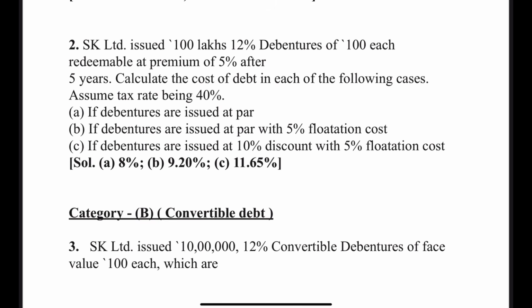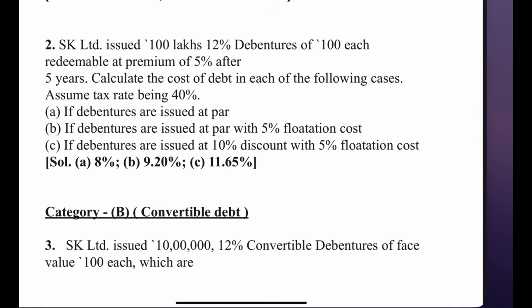So here we have been clearly told that the debenture is to be redeemed after 5 years at a premium of 5 rupees. That means when we pay the money back, when the debenture would be redeemed, we would pay 105 rupees, and the debenture would be redeemed after 5 years. The tax rate is 40%, and you have to calculate the cost of debenture in each of the cases.